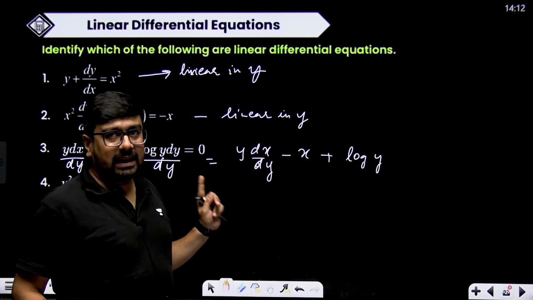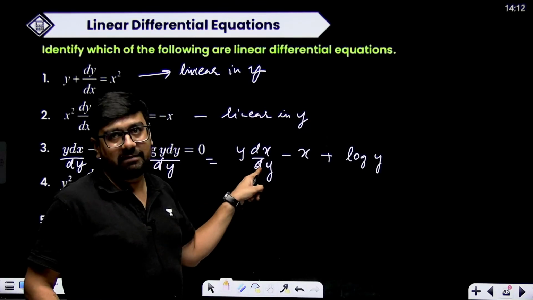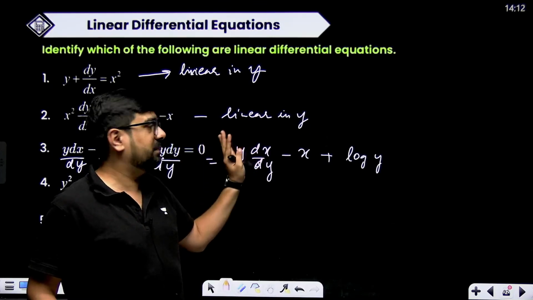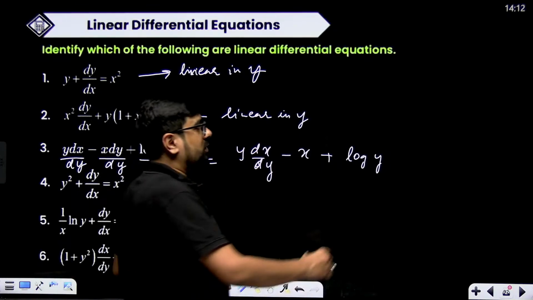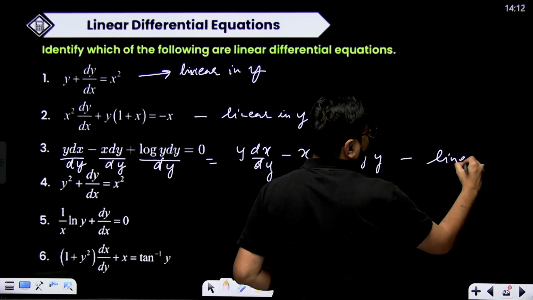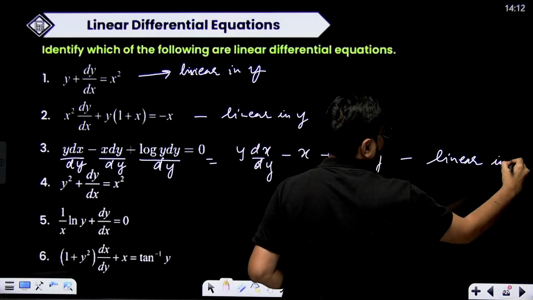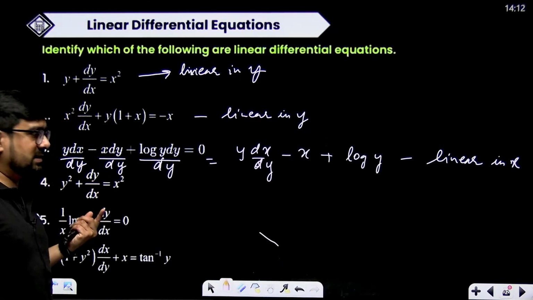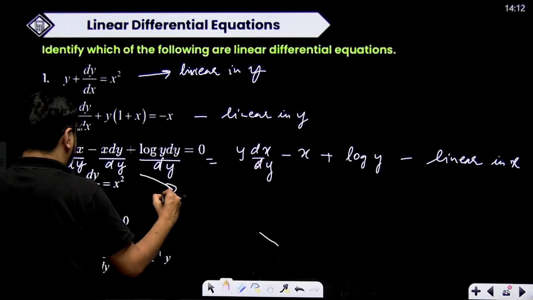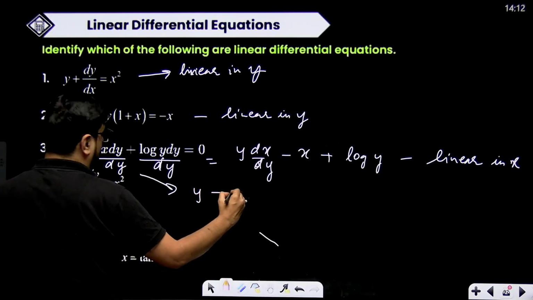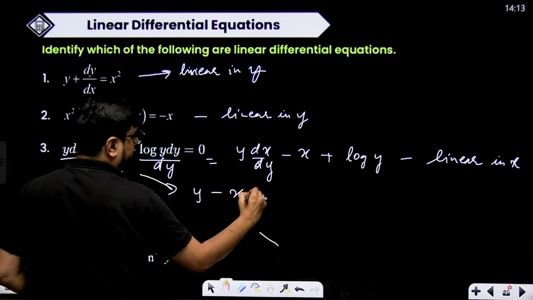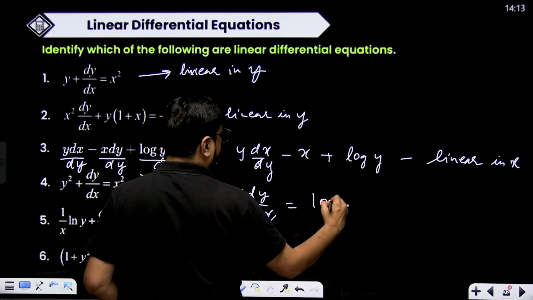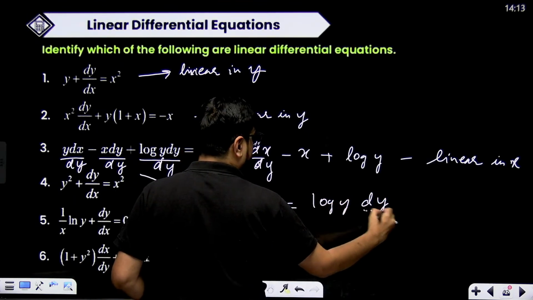Is it linear in x? We have x and dx by dy. X is degree 1, dx by dy degree 1. Here y is multiplied with dx by dy, no problem. So this is linear in x but not linear in y. Sir, we could also divide by dx. Let's check dividing by dx. It will become y minus x dy by dx, and here we'll have log y dy by dx.